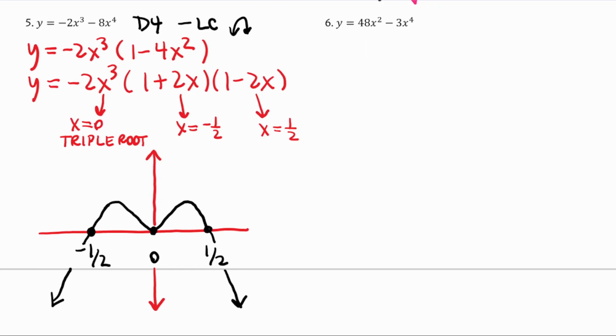Number 6, I'm going to factor out at least an x squared, but also a 3, because 3 divides 48. So y equals 3x squared times 16 minus x squared.